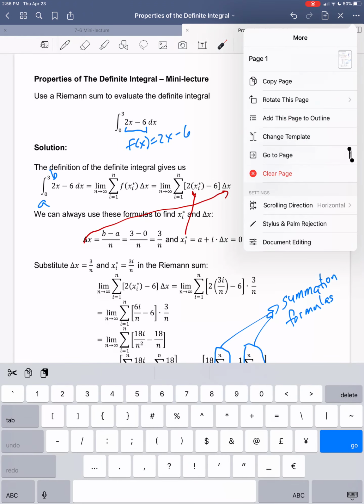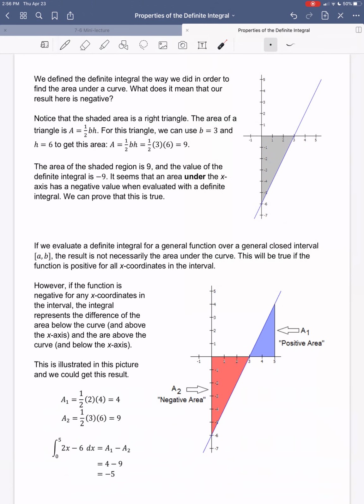All right, let's talk about that a little bit. So we defined the definite integral the way we did in order to find the area under a curve. And so we expect that the definite integral should be giving me an area. So what does it mean that our answer here is negative? Well, notice that this is a right triangle, right? The area of a triangle is always 1/2 base times height. For this triangle, we could actually use the idea here that the base b is equal to 3, and my height is this distance here, right?